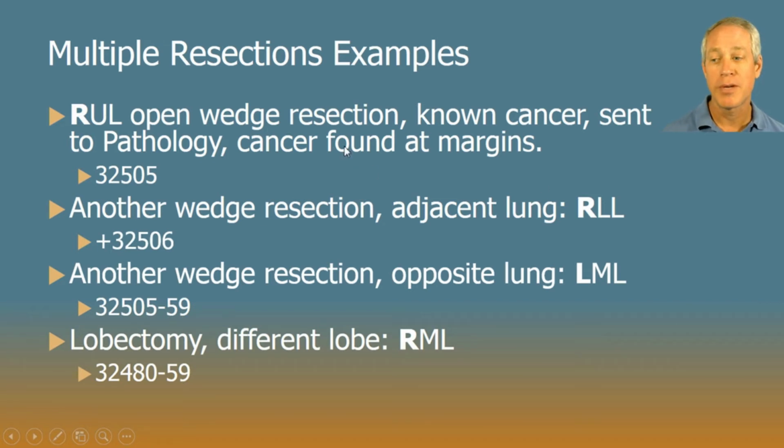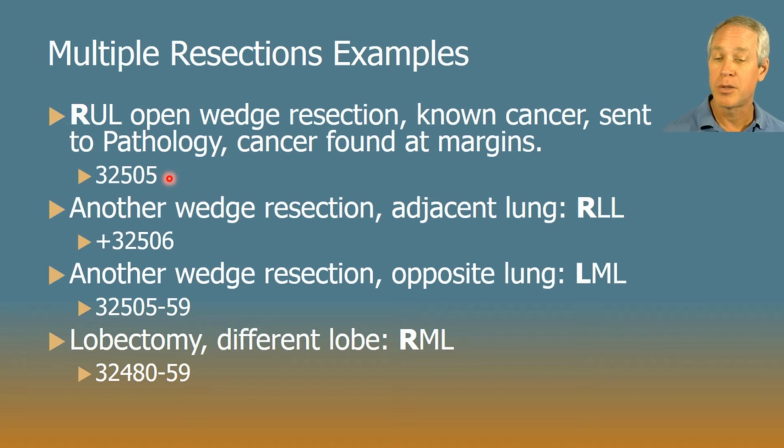So here are some examples of how that might shake out in different scenarios too. So we'll start in the same place, which is right upper lobe, open wedge resection. The previous biopsy and known cancer is in there, was sent to pathology to check the margins. Okay, so we've got your basic therapeutic wedge resection, 32505.